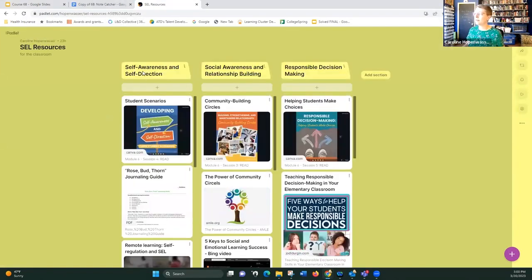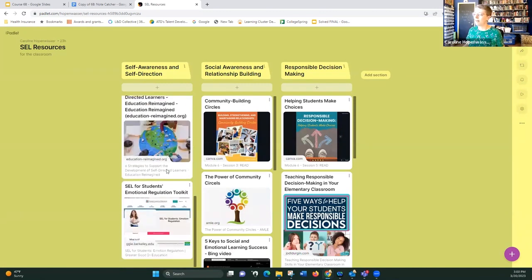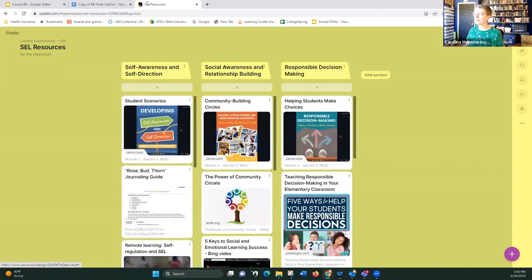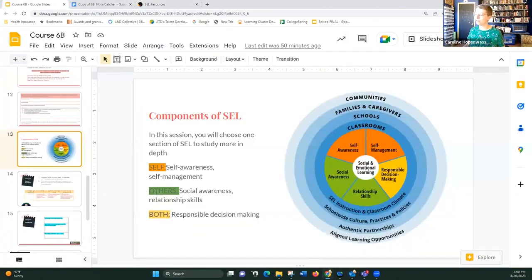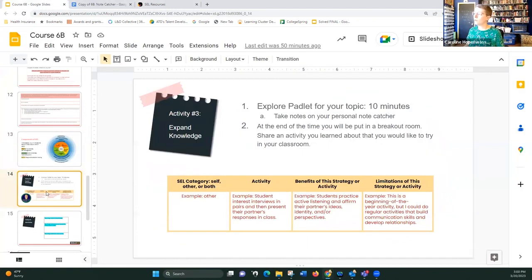But our Padlet is organized in the 3 big components: self, others, and responsible decision-making. And you have a variety of resources there. So I'd like you to choose one of the big topics, and then you're going to explore your Padlet for 10 minutes and take some notes.